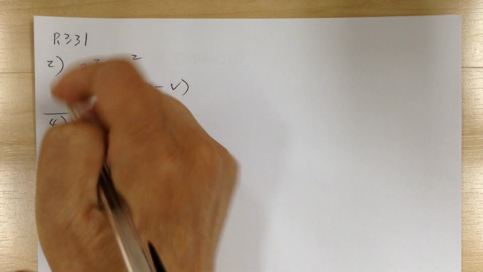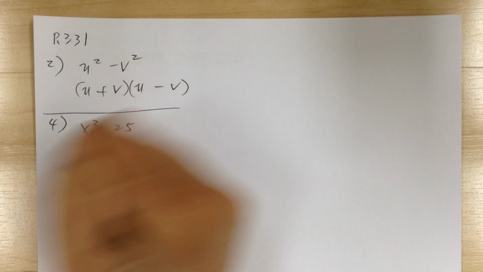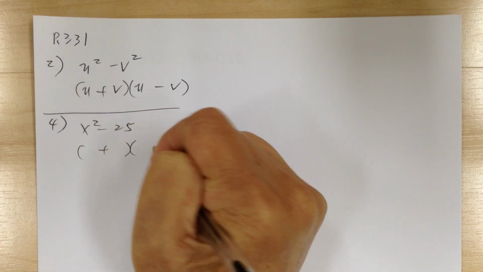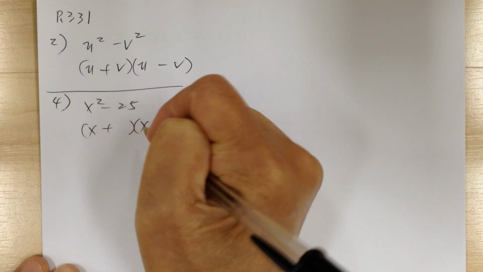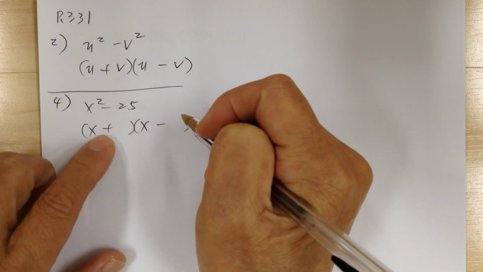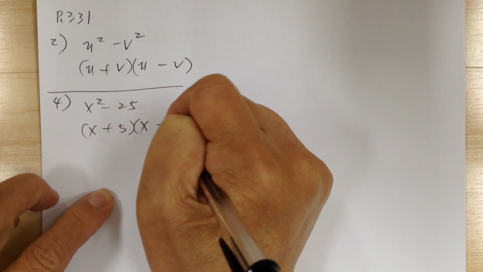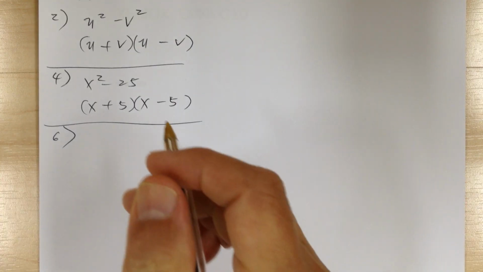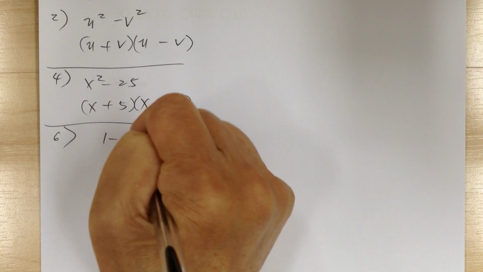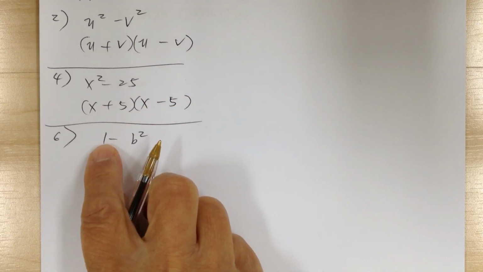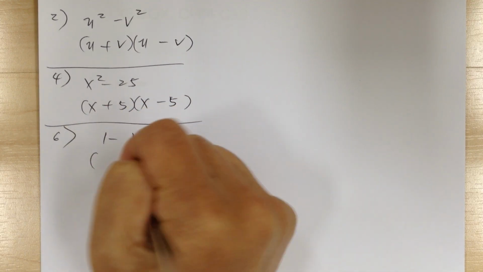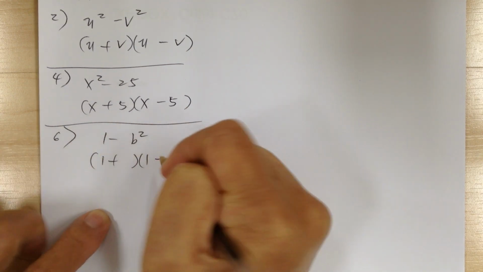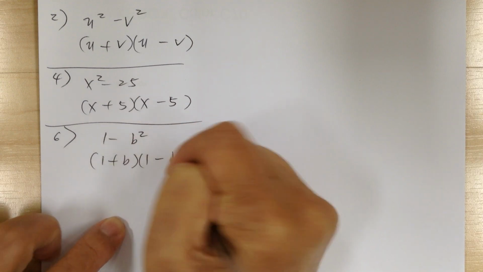Okay, number 4, x squared minus 25. So you can go through, so this is a square minus square, so get your 2 sets of parentheses, get plus or minus. So you're going to get x, right? x times x give you x squared, plus times minus give you minus, and you got 5 times 5 give you 25. Okay, number 6, you got 1 minus b squared. So this is also a square, right? 1 squared is 1, right? Okay, so again, you got 1. So 1 times 1 give you 1, plus times minus give you minus, b times b give you b squared.